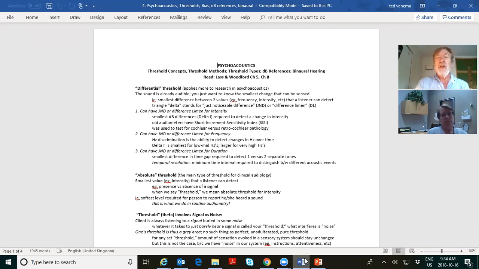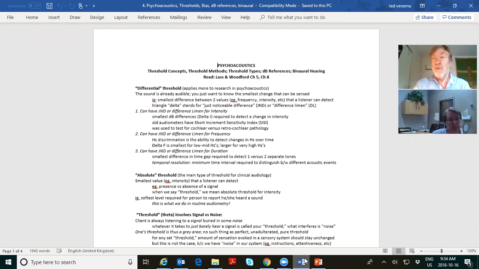That's why differential threshold is sometimes called just noticeable difference, JND. Sometimes it's called difference limen, L-I-M-E-N. Same thing. Sometimes it's called delta, as in the Greek triangle, delta. And delta just means change. So what's the smallest change in frequency I needed to make for you to notice a change? Or what's the smallest change in intensity I needed to make for you to notice a change? Or delta D, duration.